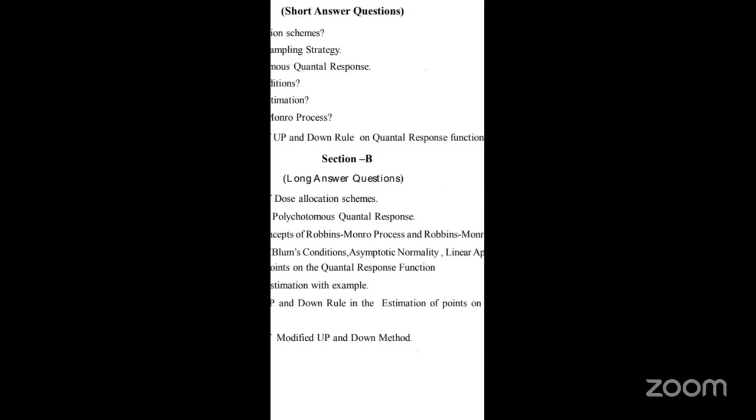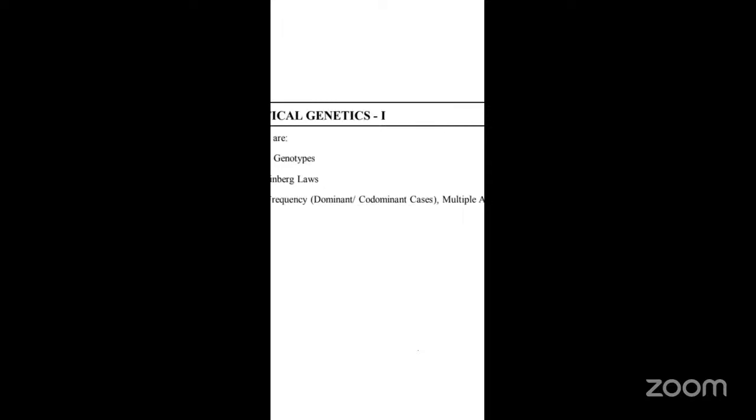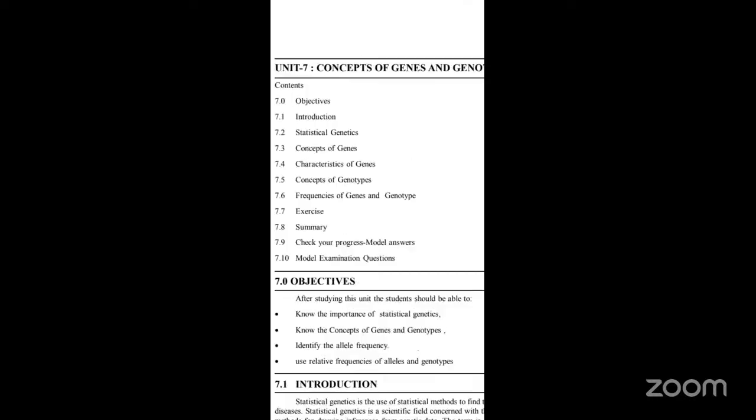So these are very important. Parametric estimate with an example. Briefly, the up-and-down rule in the estimation of a point in the quantal response. Next, the modified up-and-down method. Next, I already explained the concept of gene and genotype, Mendel's law, estimation of allele frequency, the dominant and codominant cases, and multiple alleles. So these are very important. And the next one is genes and genotypes.